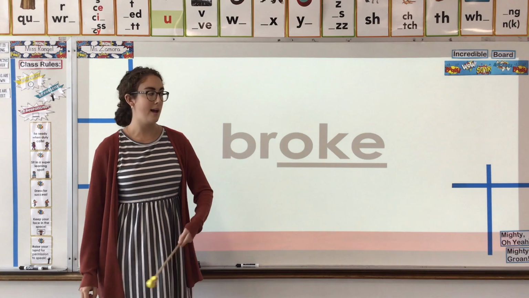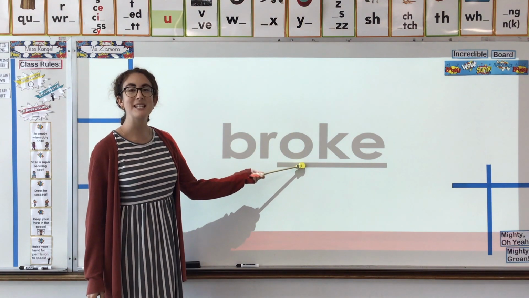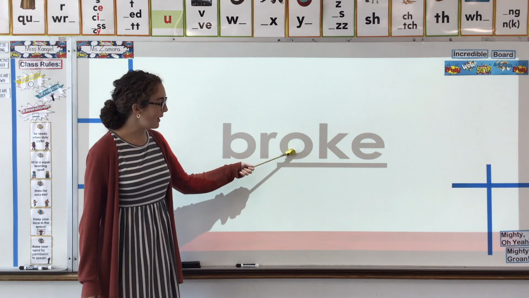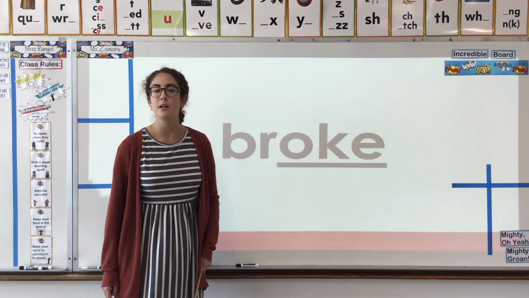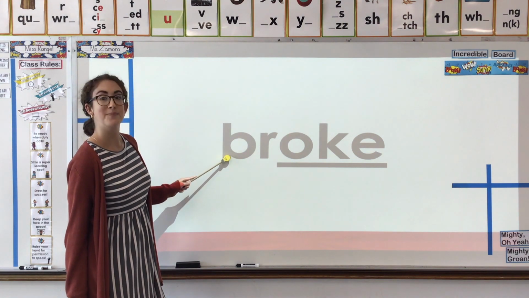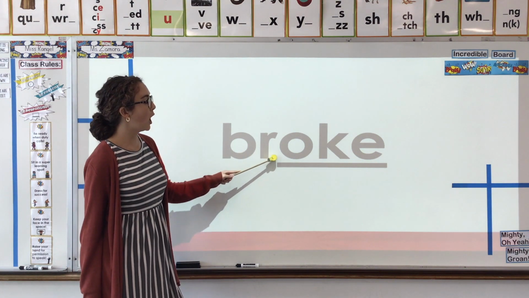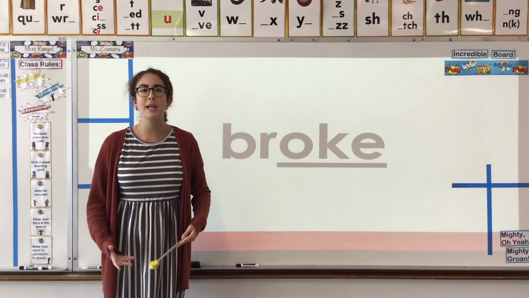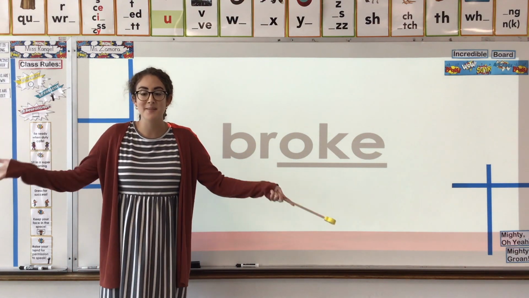And this one, what does the vowel say here? O, because we have vowel consonant E. So this word is broke. Broke. Like you broke the glass.